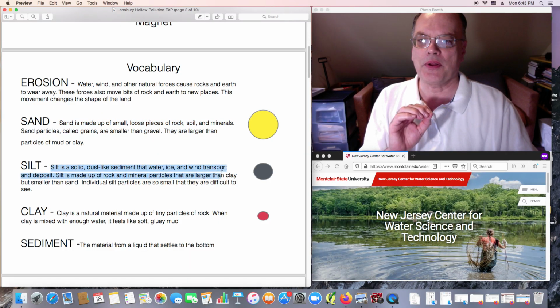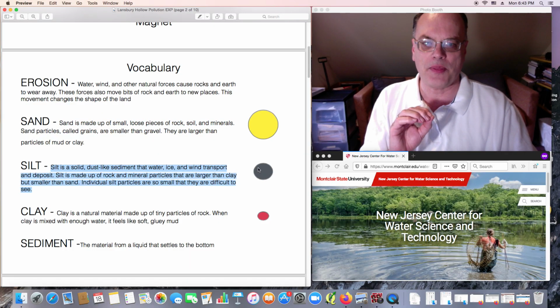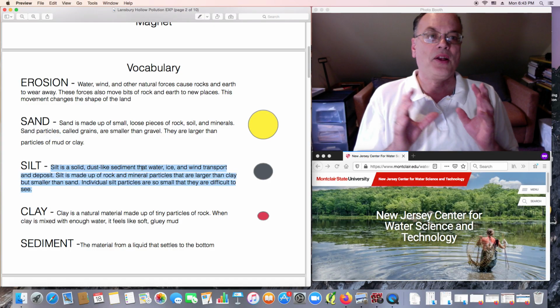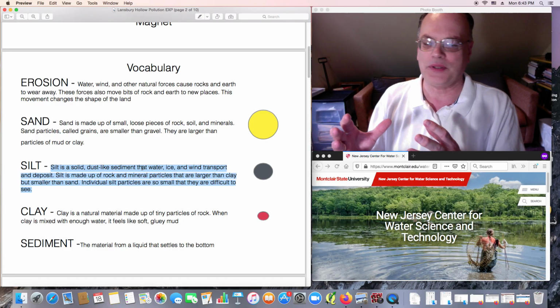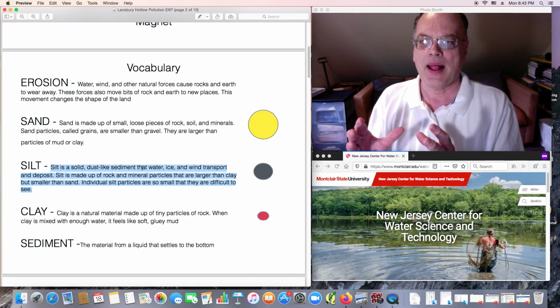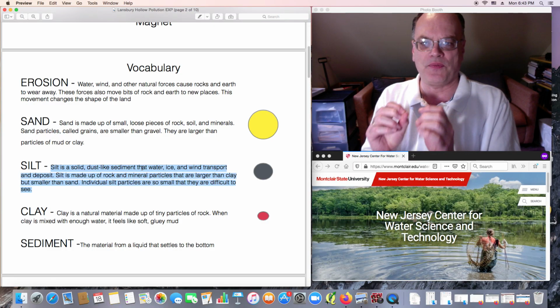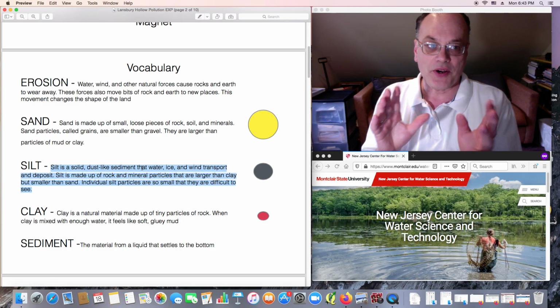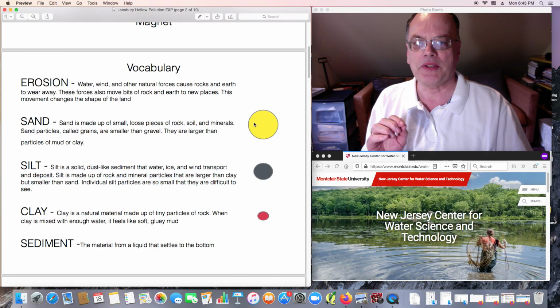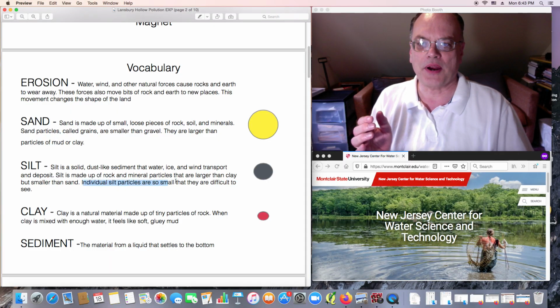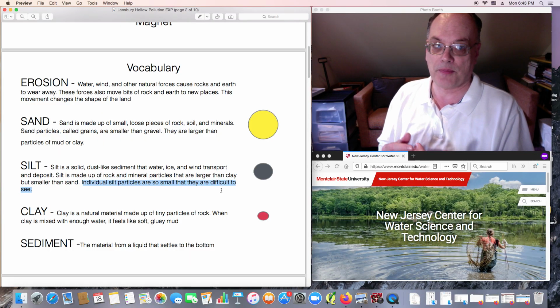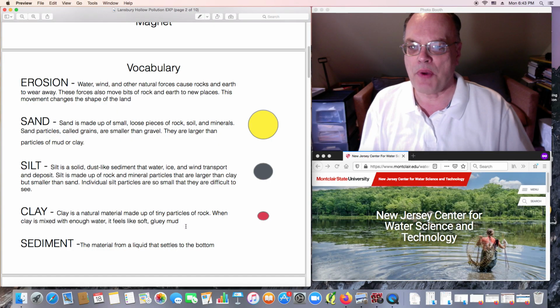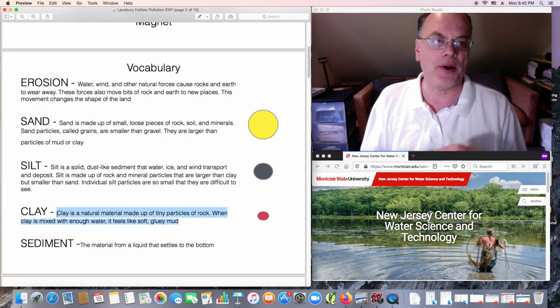The next particle down in terms of its size is silt. It's like dust. If you looked at particles of silt and you looked at dust in your house, they would be very similar in appearance. It's very tiny bits of rock or minerals, a bit larger than our smallest particles, clay, but smaller than sand particles. Silt particles are so small that they are very difficult to see without a microscope or a good magnifying glass. And then the smallest particles of all are particles of clay.